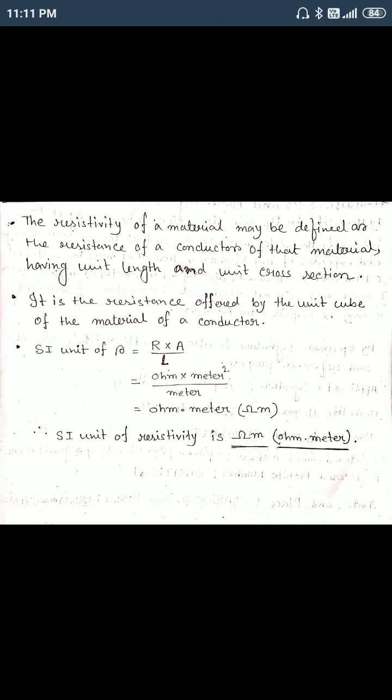So from this, we can say that the resistivity of a material depends on the nature of the substance, whether it is a conductor, metal, insulator or alloy, and on temperature. Only these two factors determine the resistivity of a material. But resistance depends on four factors: length, area of cross section, nature of the material, and temperature.